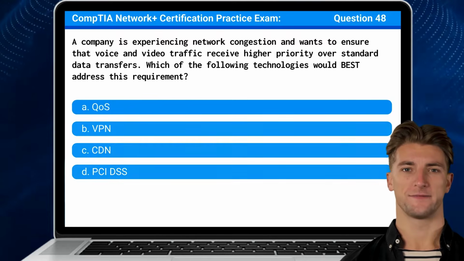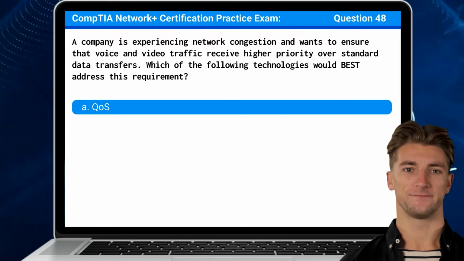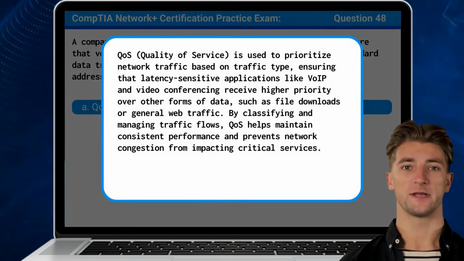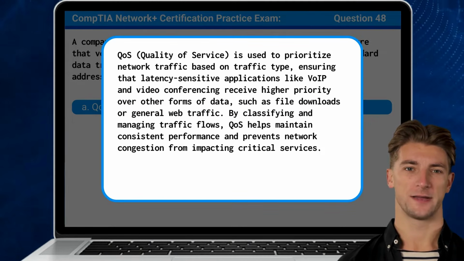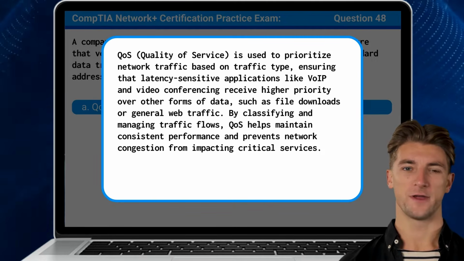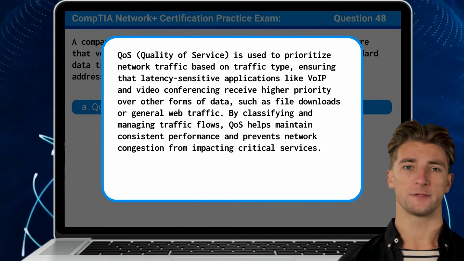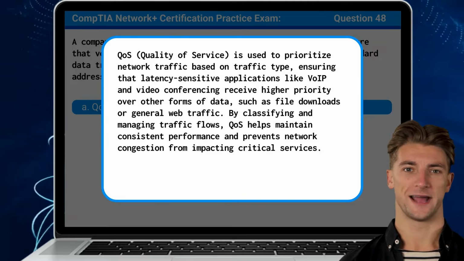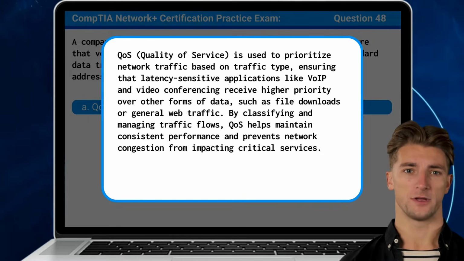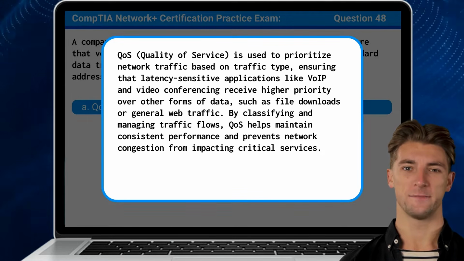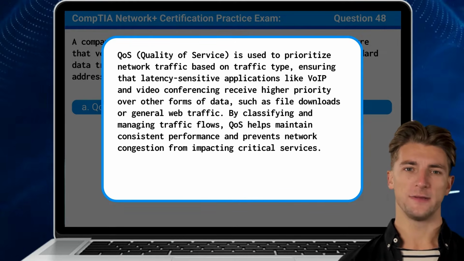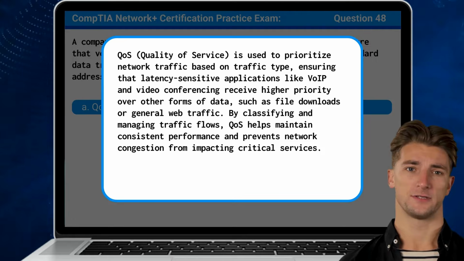The answer is A. QoS. QoS, or quality of service, is used to prioritize network traffic based on traffic type, ensuring that latency-sensitive applications like voice over IP and video conferencing receive higher priority over other forms of data, such as file downloads or general web traffic. By classifying and managing traffic flows, QoS helps maintain consistent performance and prevents network congestion from impacting critical services.